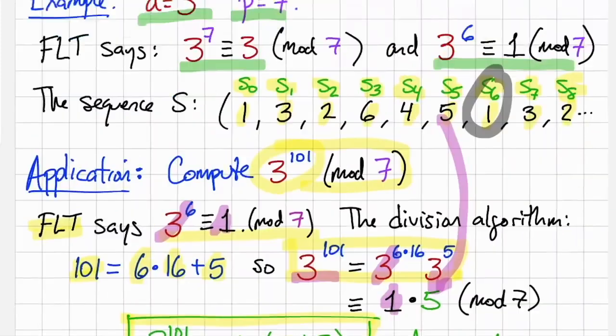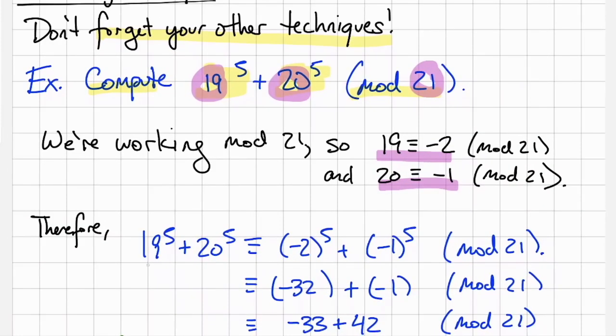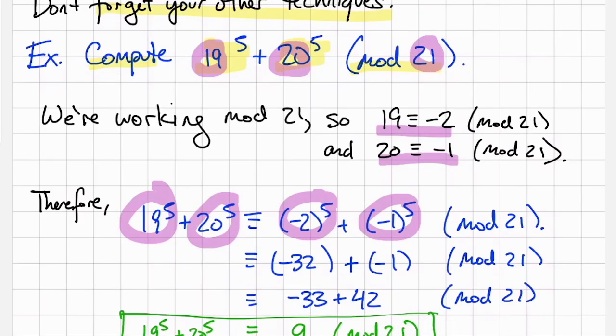One parting word, don't forget that you have other techniques at your disposal. Let's say you wanted to compute 19 to the 5th plus 20 to the 5th mod 21. The first thing you should see is that 20 and 19 are really close to 21, so 19 is equivalent to negative 2 mod 21, and 20 is equivalent to negative 1 mod 21, so 19 to the 5th plus 20 to the 5th is equivalent to negative 2 to the 5th plus negative 1 to the 5th mod 21. When we do that exponentiation, we get negative 32 plus negative 1 mod 21, or negative 33.